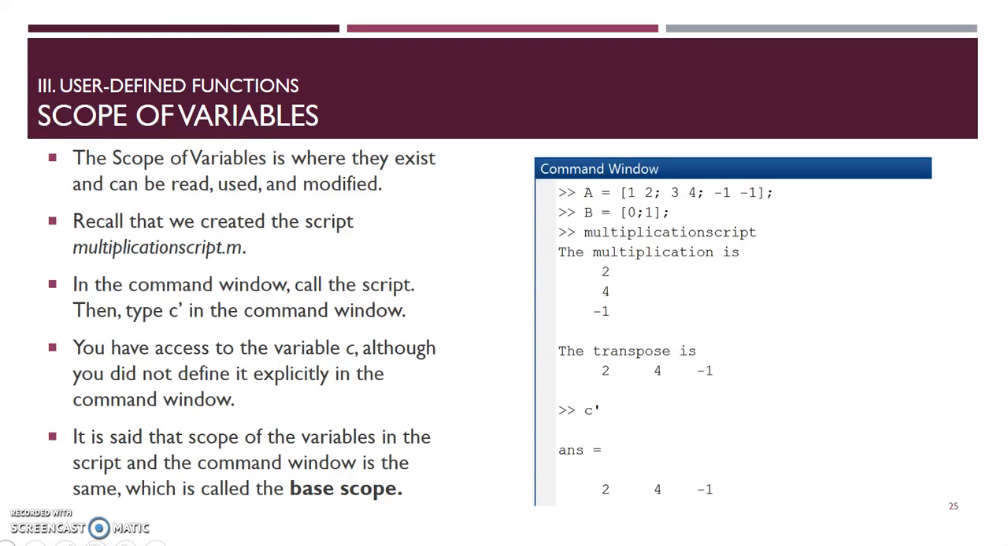Third is a very important topic, which is about the scope of variables. What do we mean by the scope of variable? It is actually where that variable exists and its value can be read or modified.